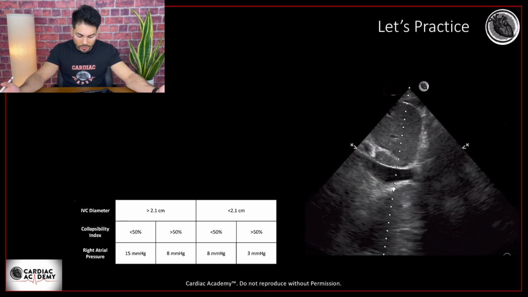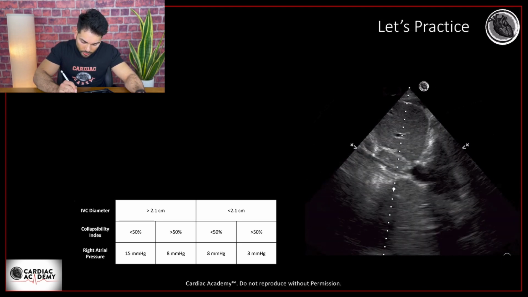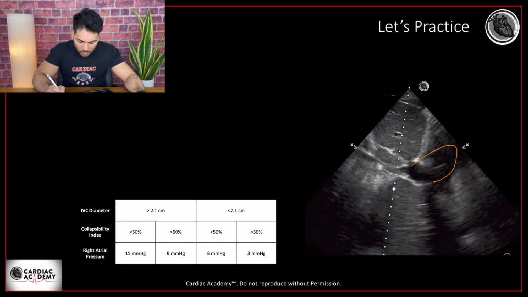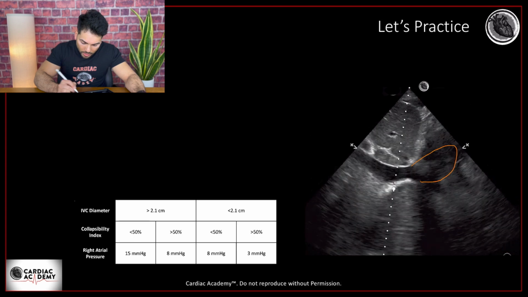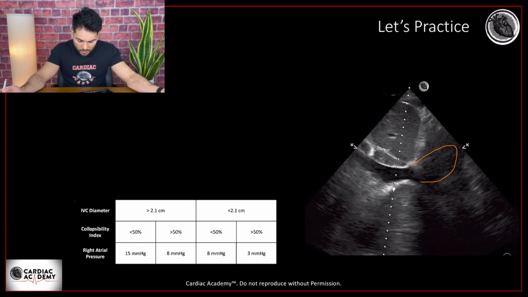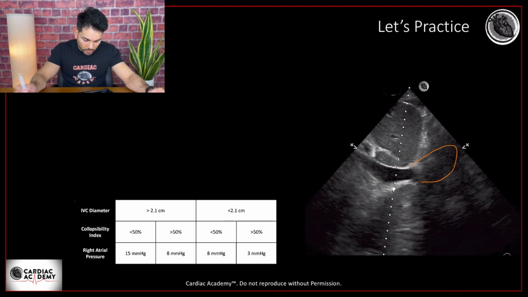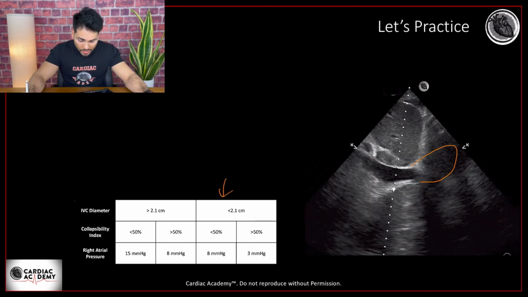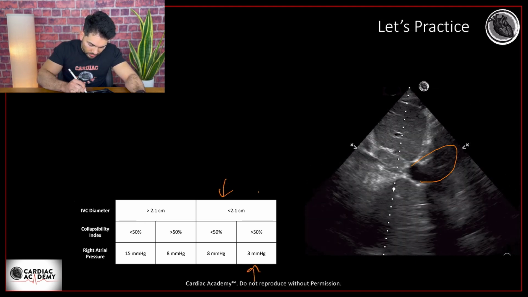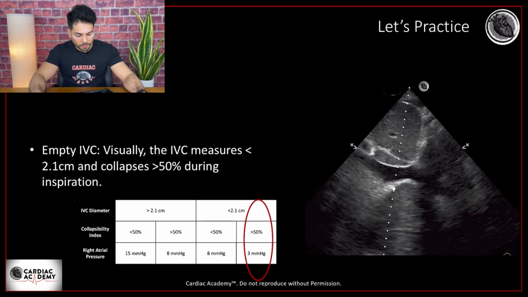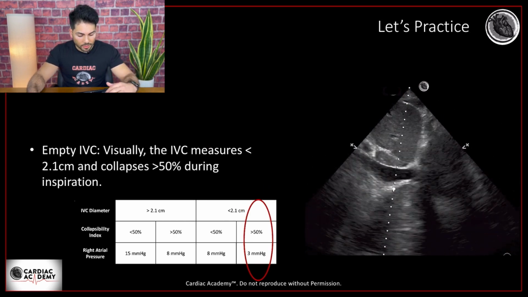Now let's take a look at this last example, okay? So again, here's where the atria is. Look, 2 to 3 centimeters, so just where the caliper is. It's measuring, I would say, slightly less than 2 centimeters. So we're here. And it's collapsing more than 50%. So we're here. That's an empty IVC, okay? You see, bulletproof. Pretty easy if you follow the steps, okay?